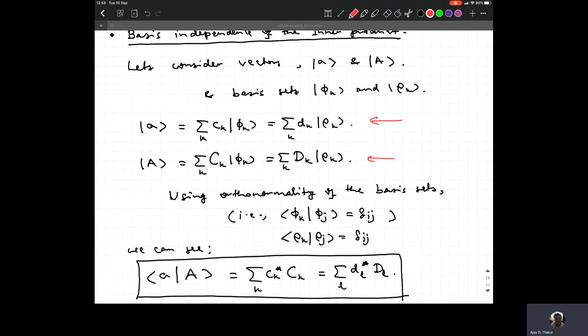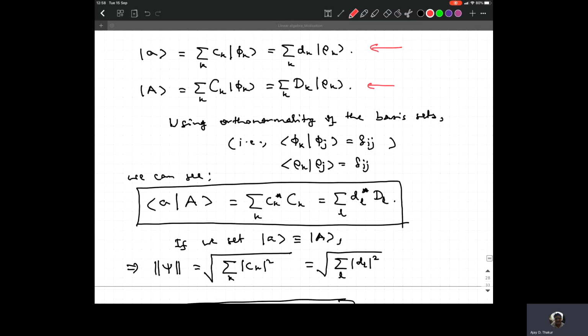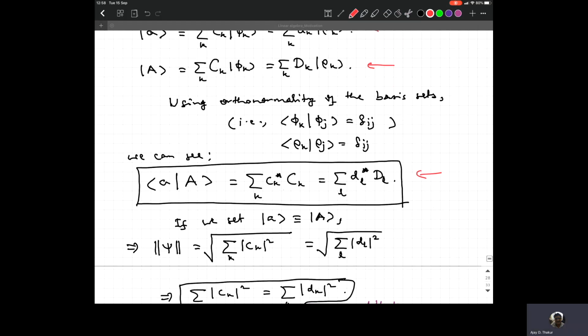And if they are different, like they belong to different labels k's or j's, in that scenario, the inner product is 0. So that brings us to an interesting result where when we find the inner product between the small a and capital A ket vectors, that is equivalent to sum over k of small ck star capital CK, and that is equal to sum over L of small dl star capital DL. So that essentially is one of the Parseval identities.